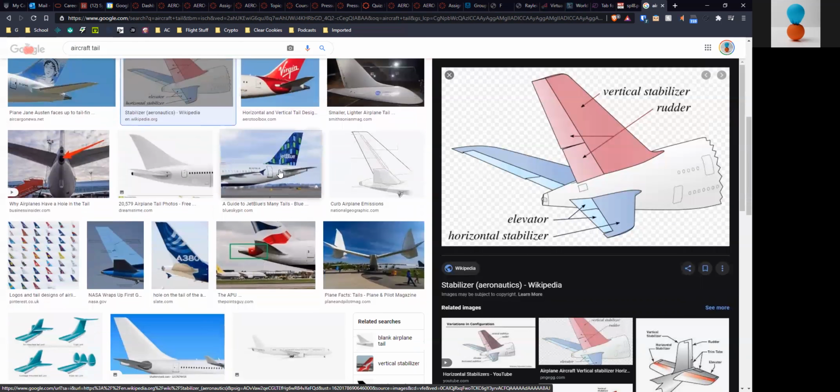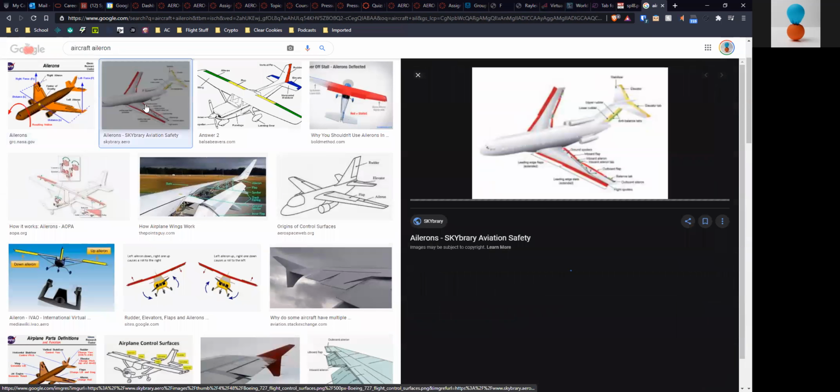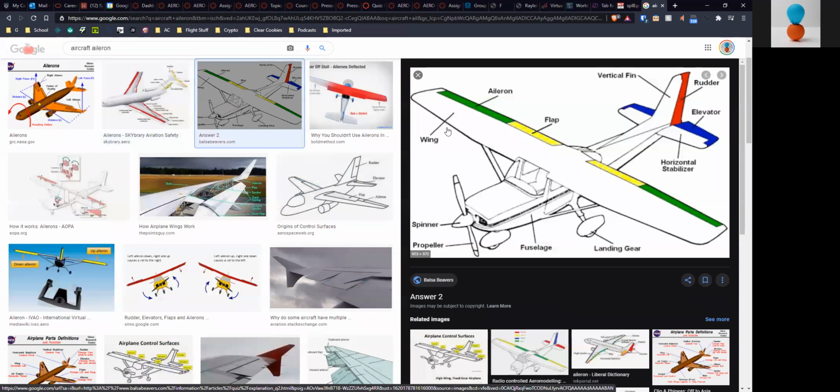If we also talk about ailerons, in case you haven't seen them, they're the control surfaces on the wing tips on the back, closer to the tips. The ones closer to the root are usually where the flaps are.